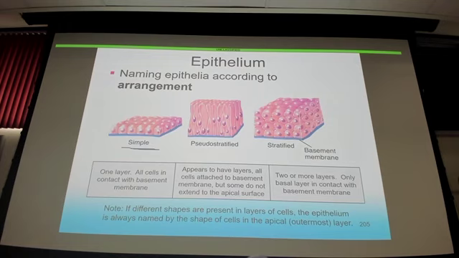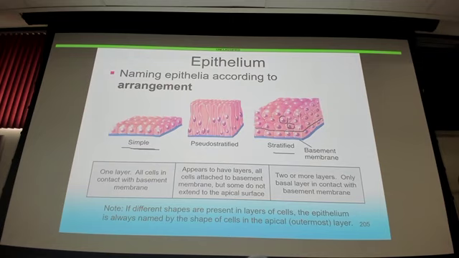I'm going to jump over and say, well, what about stratified? Stratified means that there are at least two or more layers, right? But the only layer that's in contact with the basement membrane is the basal layer. So in this situation, only the cells down here are in contact with the basement membrane. The rest of these above it are not, and they get all jumbled up, so they call that stratified. Not all of them are in contact with the basement membrane.